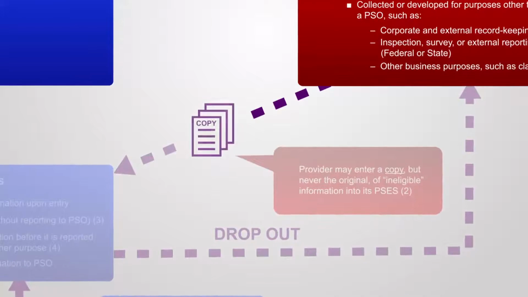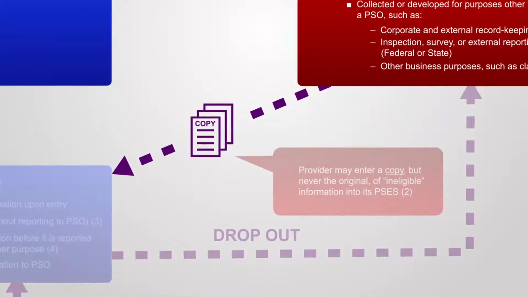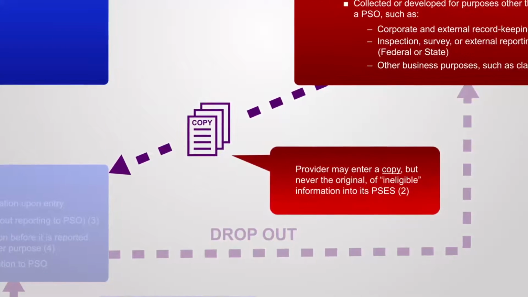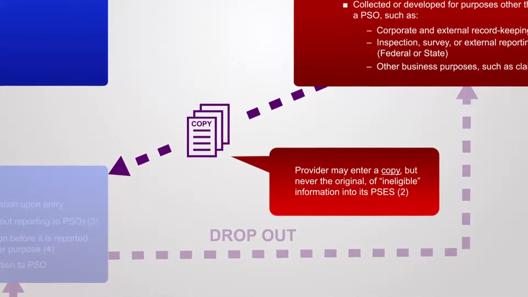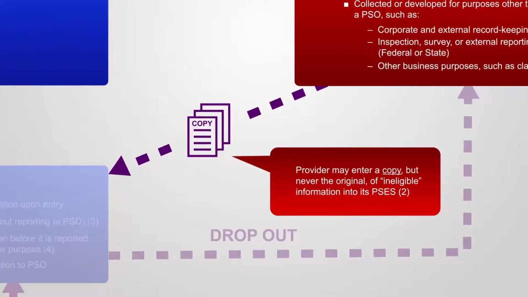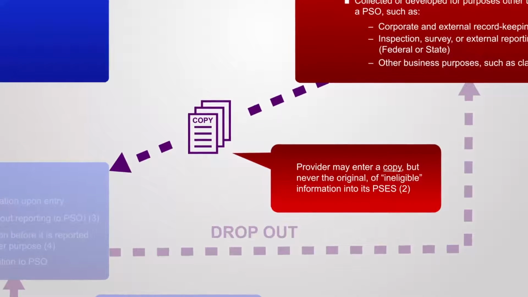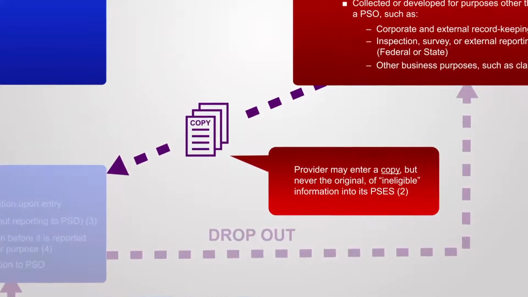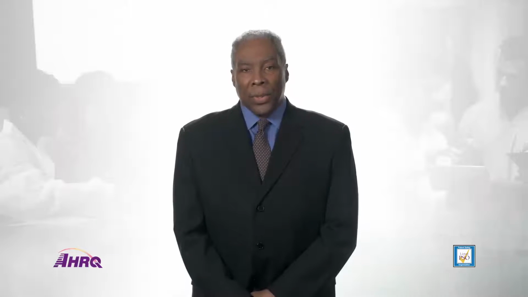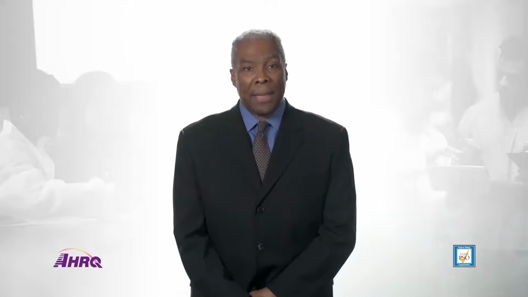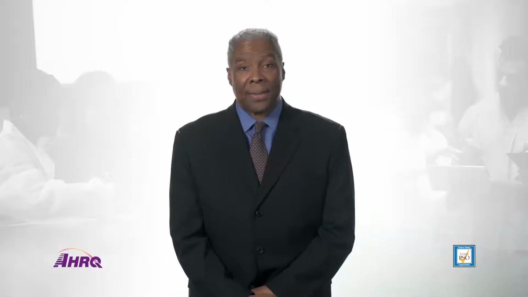The dotted arrow from this box of ineligible information indicates that a copy, but never the original, of such ineligible information can become PSWP. This enables a provider and, in turn, a PSO to take into account a much broader array of information. In order to determine whether a copy of ineligible information can become PSWP, the same two questions are asked as during the triage process.